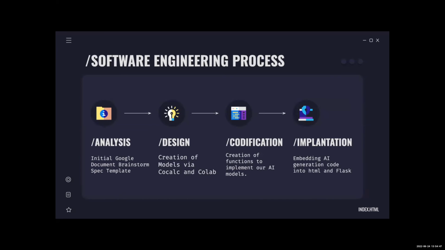So our software engineering process was first we did some analysis to decide what kind of project we wanted to do. We went through a couple of options. I think we also wanted to do a political speech generator at some point, but decided that this was a more interesting project for us. So we did a brainstorm and we used the spec template that we were given a couple weeks ago to figure out what our minimum viable project would look like.